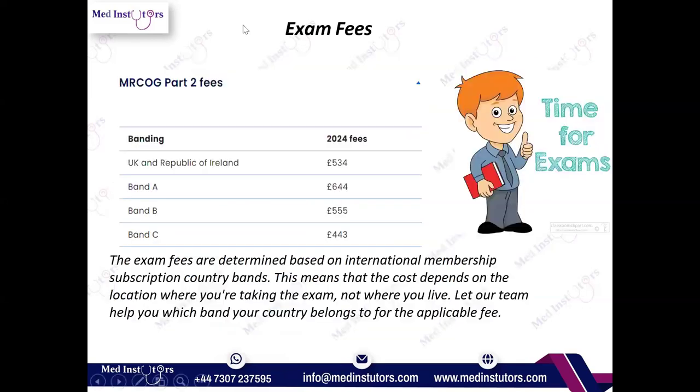Let's move ahead. Now, what is important is that the exam fee is different, and it depends on the country that you come from. For which country you belong to, you might know this from the part 1, but you can recheck. You can go and check your band A, B, C. Like India comes in band B, and our fee is £555, whereas for other countries it would be different. So you need to check that, and they're based on international membership subscription country bands. So before you go ahead and fill up the form and pay, you have to check which band your country belongs to.